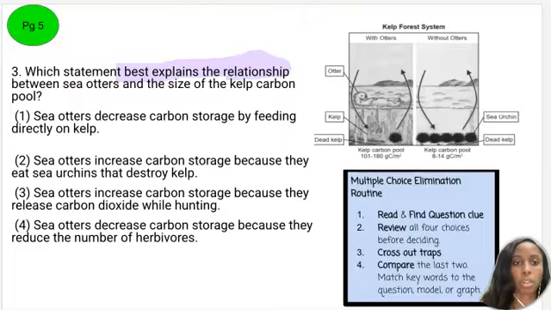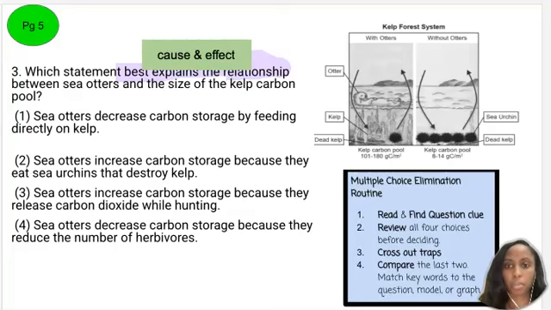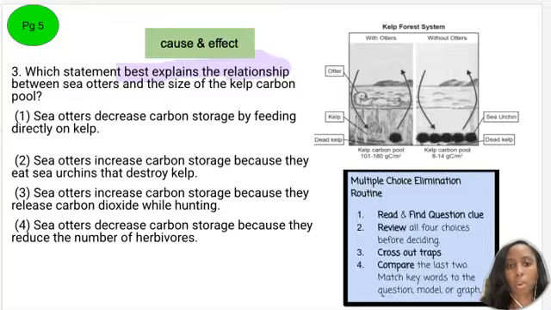Beautiful highlighting, Miss Francis. And this is asking me to look for the cause and effect. Mainly probably supported by the model. So when we're talking about cause and effect, we want to see how much kelp it stores with or without otters. Now let's begin by reading the choices.